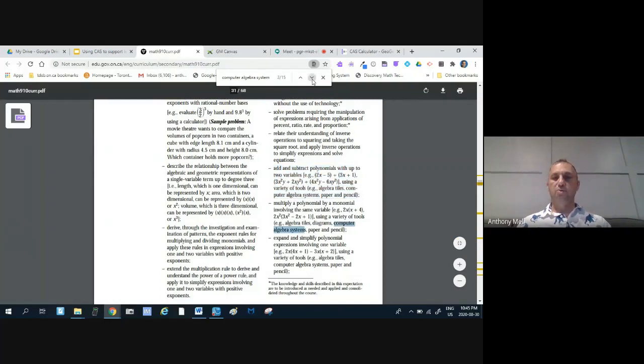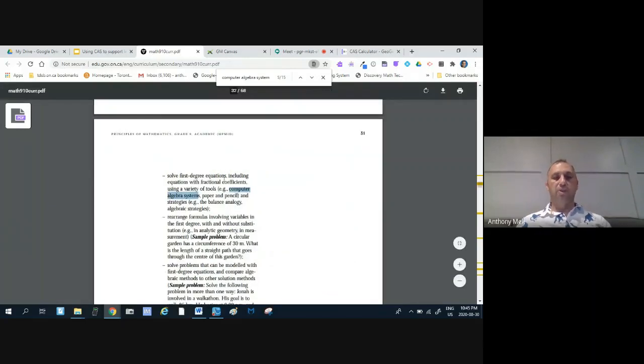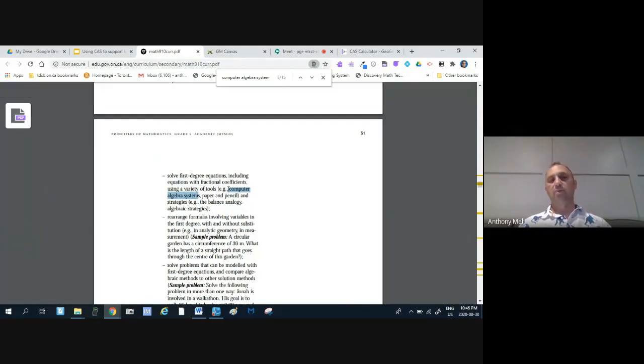The same is true for the next expectation, multiply a polynomial by a monomial, using a variety of tools, and it names computer algebra systems. Expand and simplify polynomial expressions, again, using a variety of tools. Here's one, solve first degree equations, including equations with fractional coefficients, using a variety of tools. And even in 2005, when this curriculum document came out, computer algebra systems was named specifically.